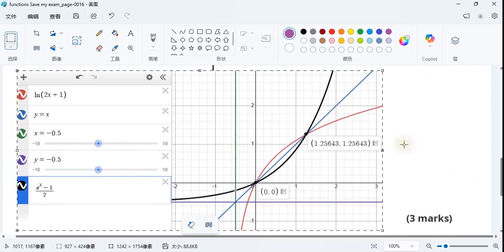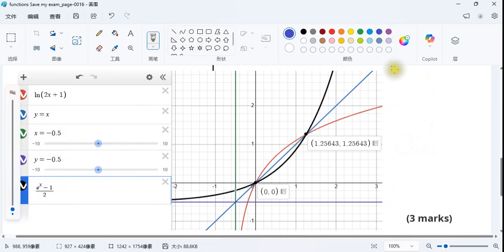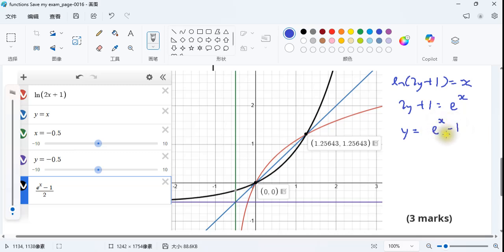So we have ln(2y plus 1) equal to x. So 2y plus 1 equal to e to the power x, y equal to (e to the power x minus 1) over 2 is the f inverse of x. Okay, yes.